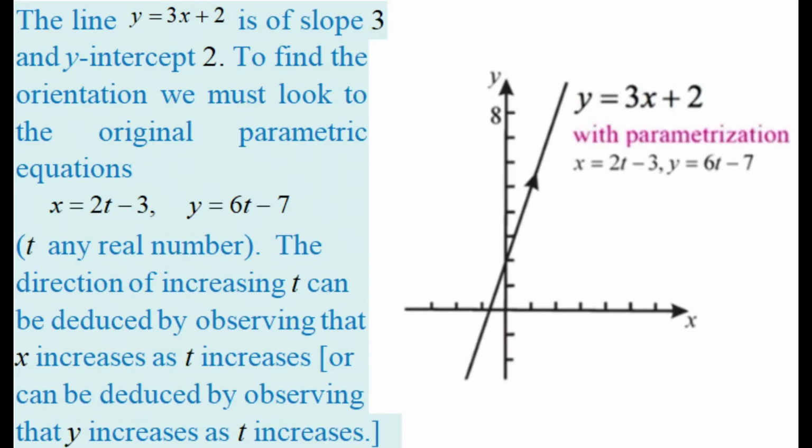Thus, the graph represented by the parameterization is the line y is equal to 3x plus 2 of slope 3 and y-intercept 2. To find the orientation, we must look to the original parametric equations. The direction of increasing t can be deduced by observing that x increases as t increases, or this can be deduced by observing that y increases as t increases.